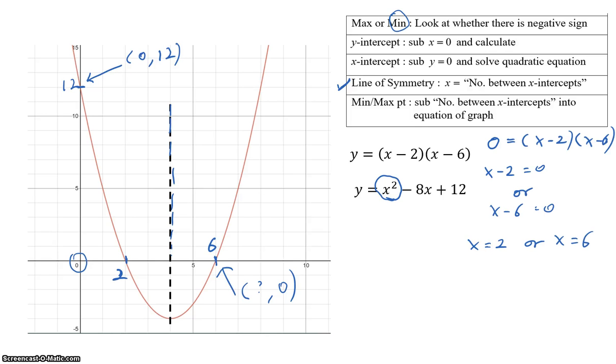Okay, so how do we figure out what this number is right in the middle? Because it is a line of symmetry, this distance and this distance are going to be exactly the same. So by common sense, this center number must be in between 2 and 6. So the answer is actually 4. A more systematic way of getting it is to add the two numbers, 2 and 6, together and divide by 2, which equals 4. That's why I say it is the number between the x-intercepts.